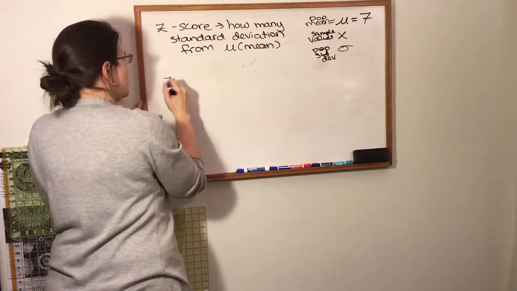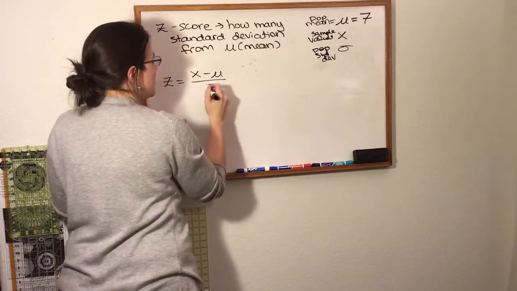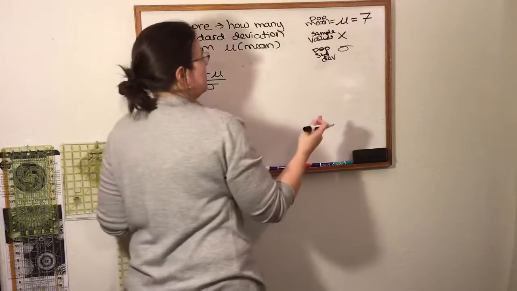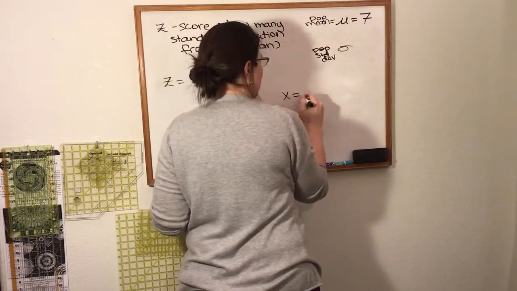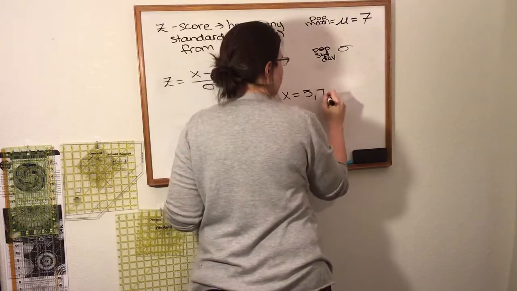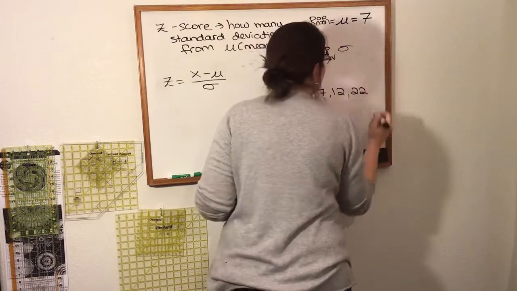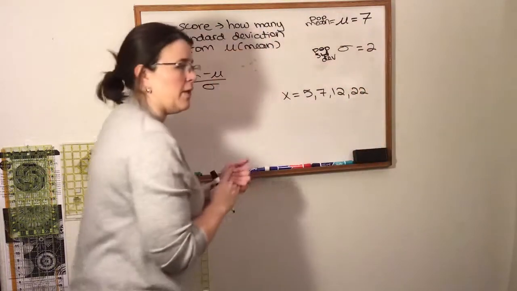And the z-score, you take your x value minus your mean divided by your population standard deviation. So we'll say our sample values, say our x's are, I don't know, 5, 7, 12, let's pick something crazy, 22. And let's say my population standard deviation is something really simple like 2.